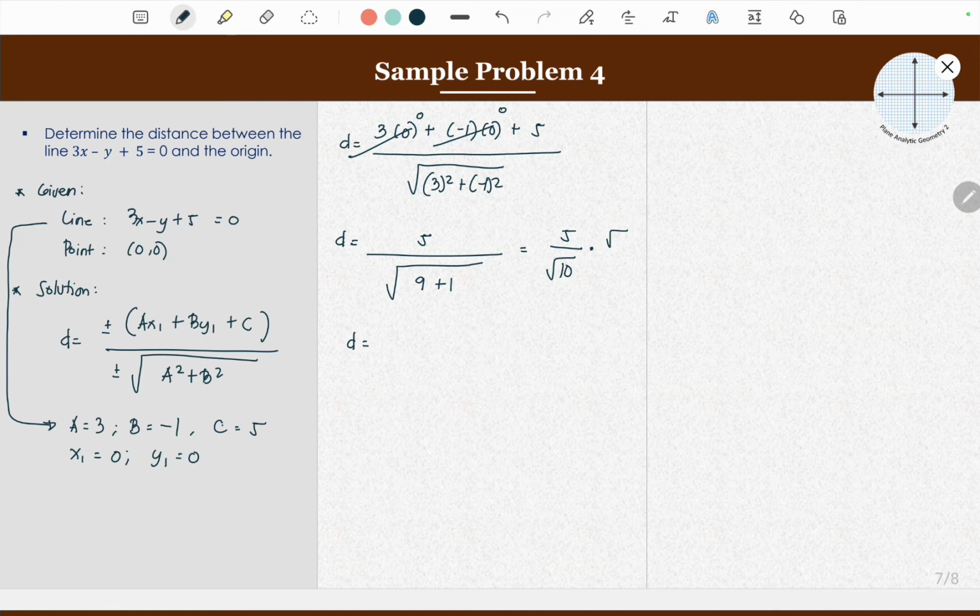So multiply this by square root of 10 over square root of 10. So this is 5 square root of 10 over 10, or square root of 10 over 2. So the answer is D is square root of 10 over 2.